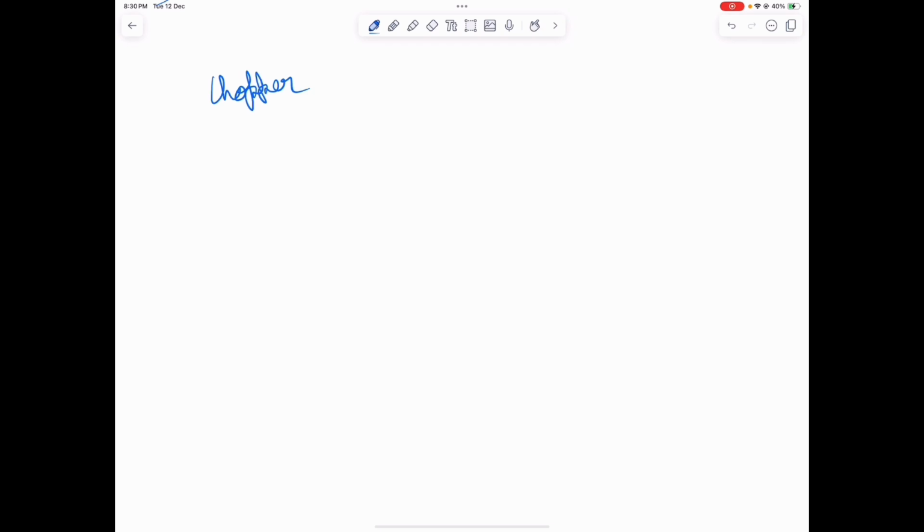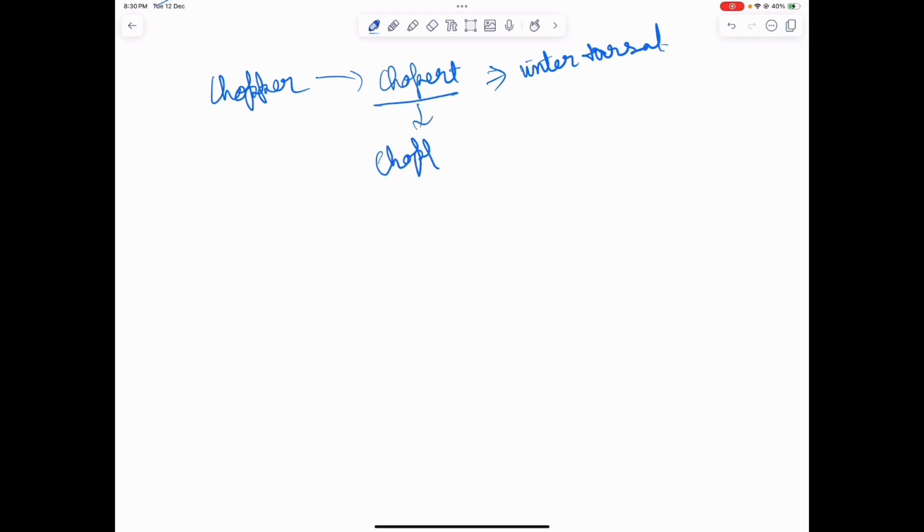Now we come on to chopper. We can remember it by chopper. Now this fracture is seen with intertarsals. You can remember this by that, like as a chopper. Chopper is used to fly from one place to another place. Likewise, intertarsals are also used.